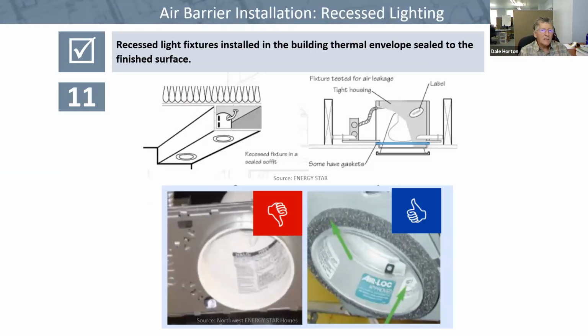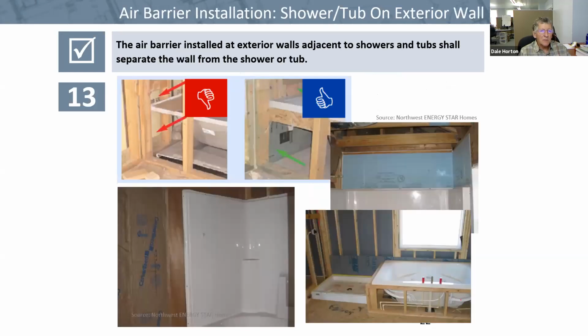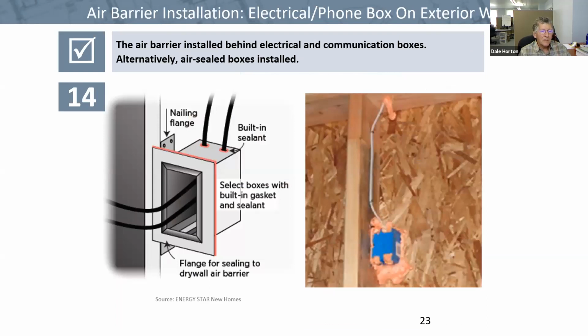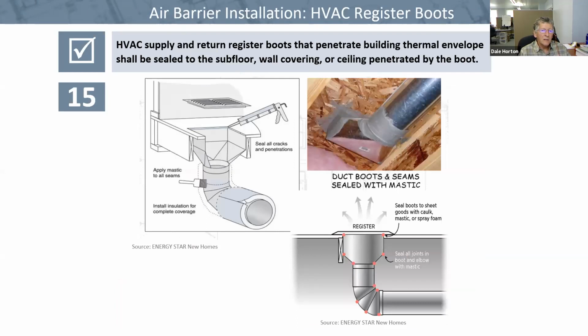Recessed light fixtures must be sealed to the finish material, and you have to have an air barrier behind the tub and bathtub. You can't use the tub enclosure or shower enclosure itself as part of the air barrier. You have to seal the electrical boxes, or you provide some sort of pre-made airtight box that has seals inherently for the wire attachments. You have to seal all those electrical boxes. And when there's unconditioned space below a floor, you have to seal the boot of the HVAC.